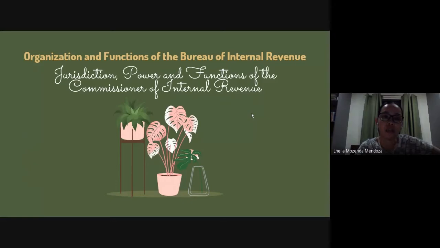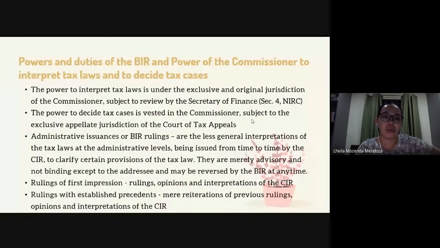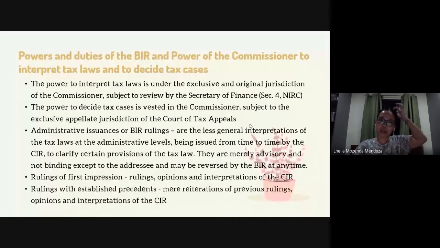Next is the jurisdiction, power, and functions of the Commissioner of Internal Revenue. You have here the different powers and duties of the BIR through the Commissioner. First is to interpret tax laws. That's under Title 1, Section 4 of the NIRC. The Commissioner has the power to interpret tax laws and decide tax cases. The power to interpret tax laws is under the exclusive and original jurisdiction of the Commissioner, which is subject to review by the Secretary of Finance.